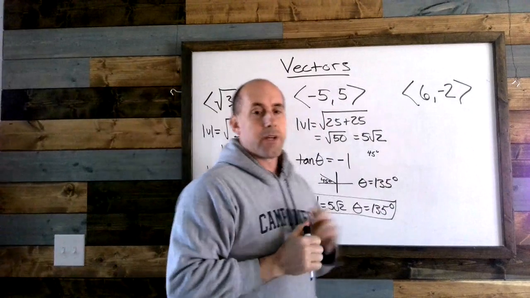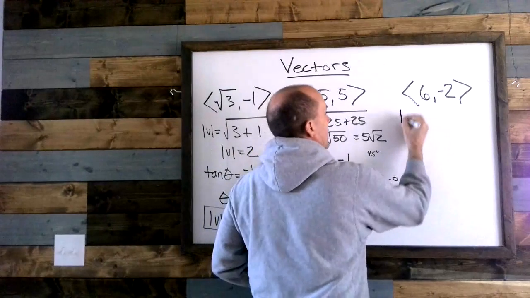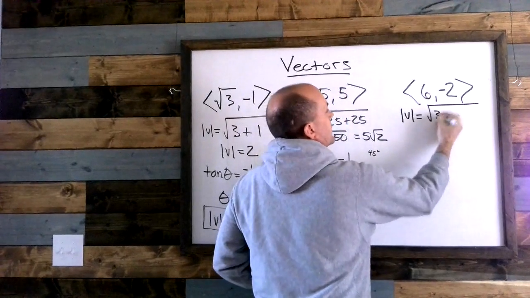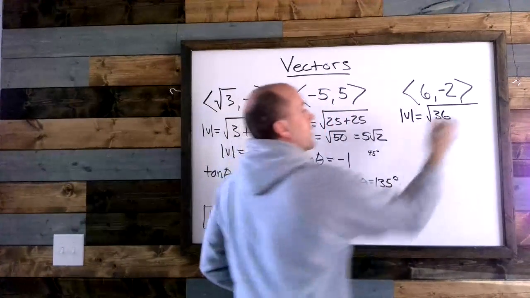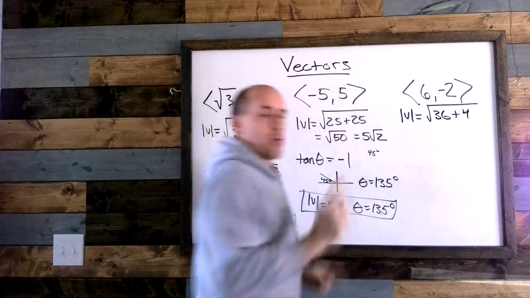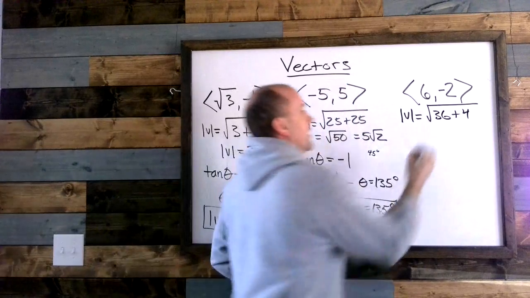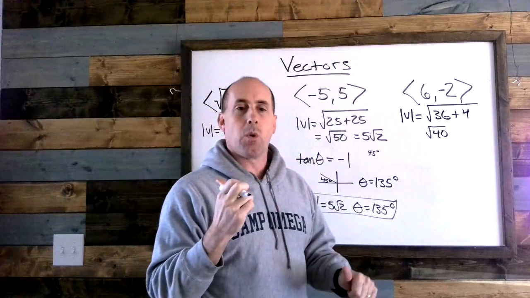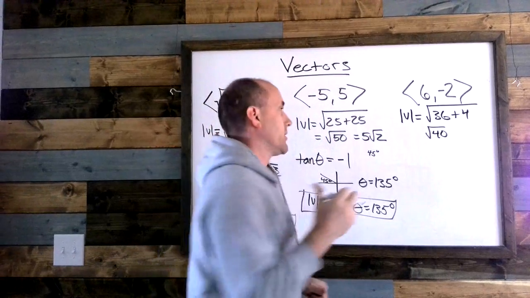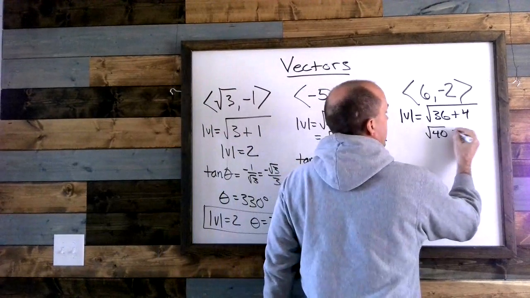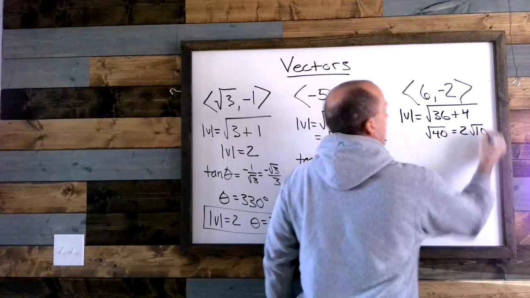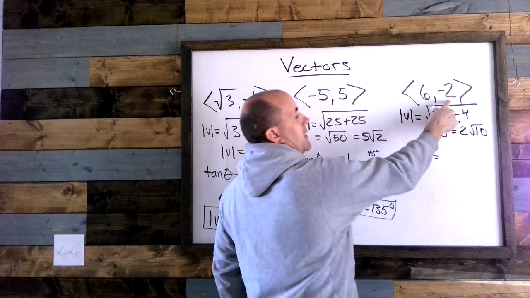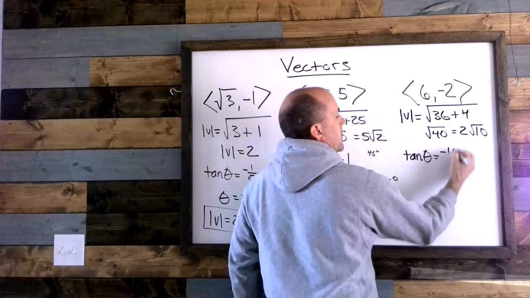And my last one here, magnitude is equal to the square root of 6 squared is 36, and -2 squared is 4. 36 plus 4 is 40. The square root of 40, I take out the perfect square, which is 4, and my result is 2 roots of 10. I set up tangent of theta is equal to b divided by a, and that would be -1/3.